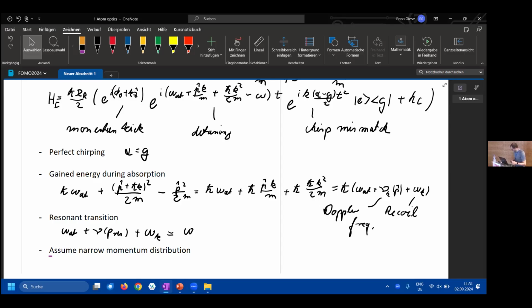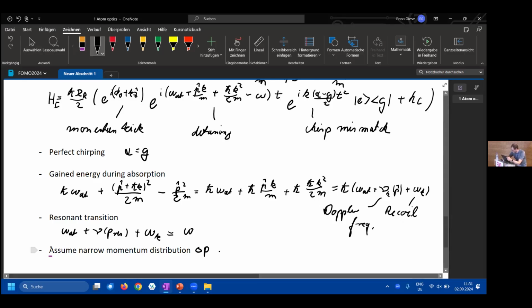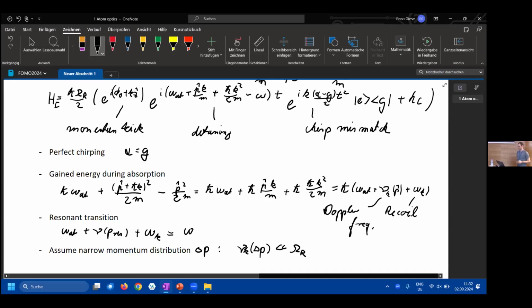So we assume that the momentum distribution is narrow, of width delta p, and we assume that nu k of delta p of this width is much smaller than the Rabi frequency. And in this case, we can neglect also the time dependence up there that I just mentioned. You can also base this argument on Fourier arguments, by just saying, okay, the width of this resonance really depends on the duration of your pulse, but we'll get to that later.